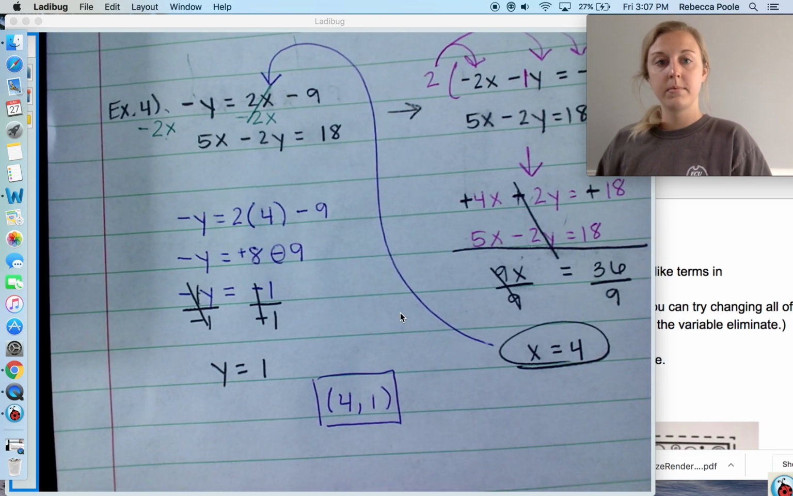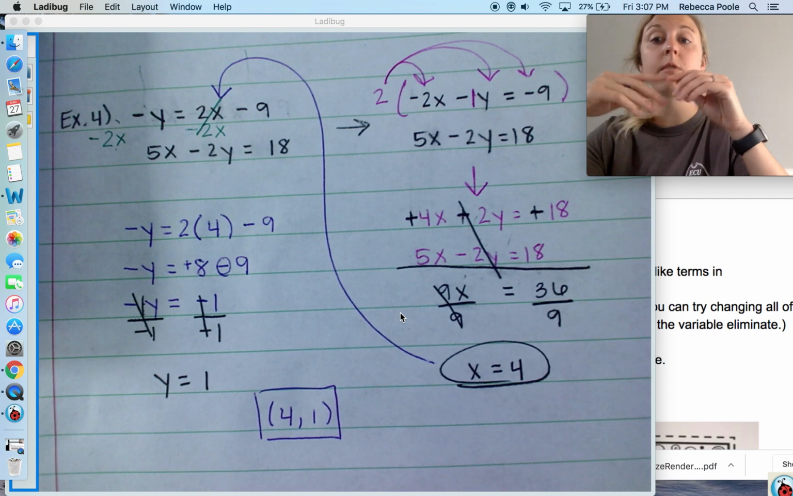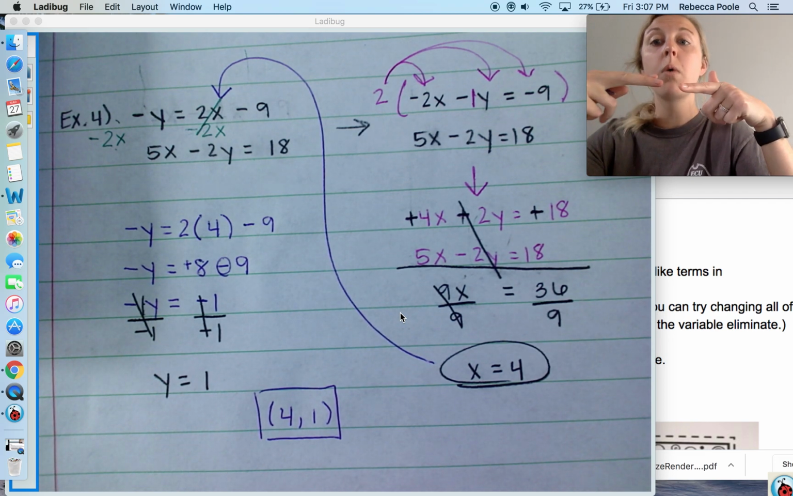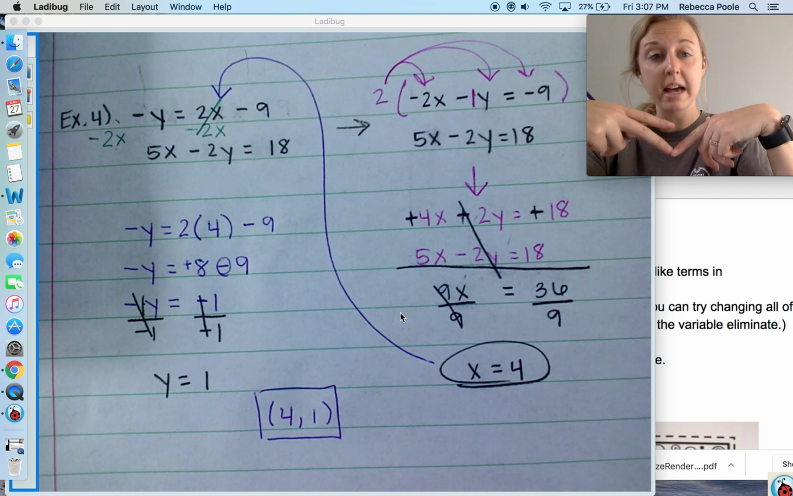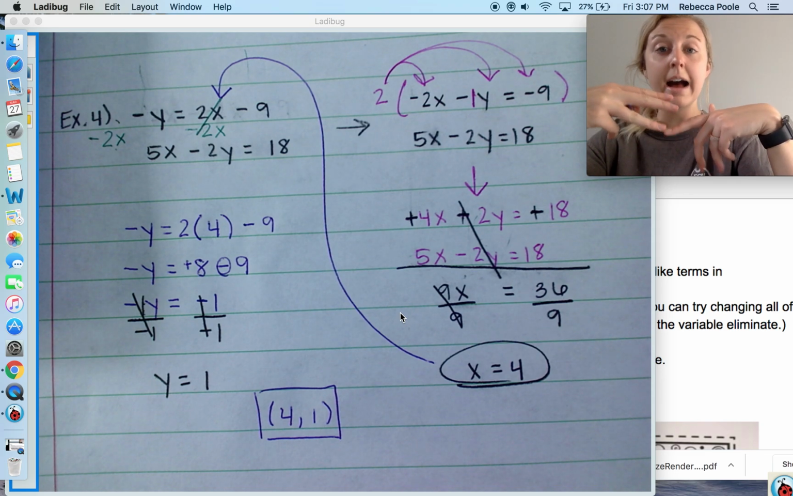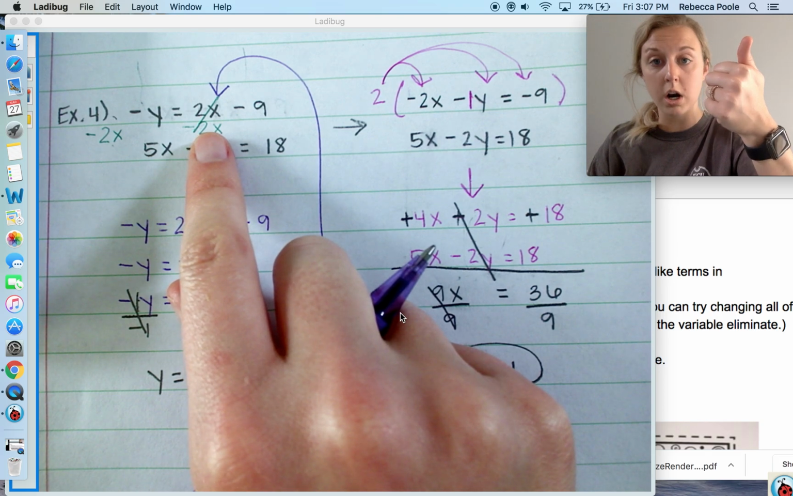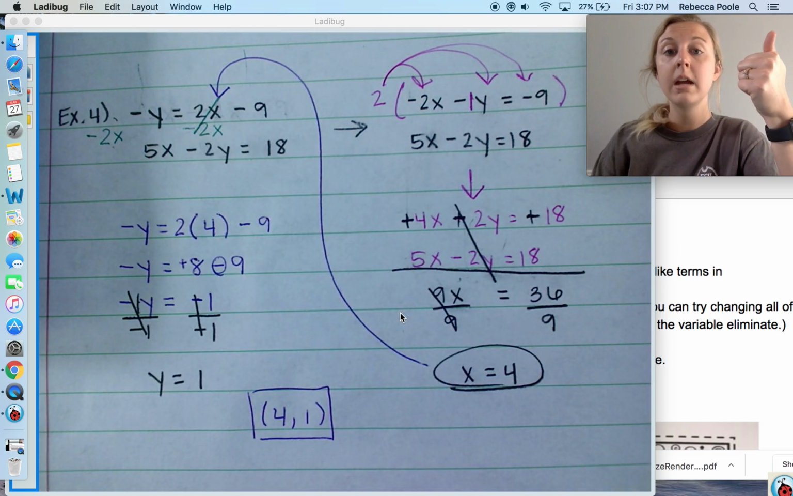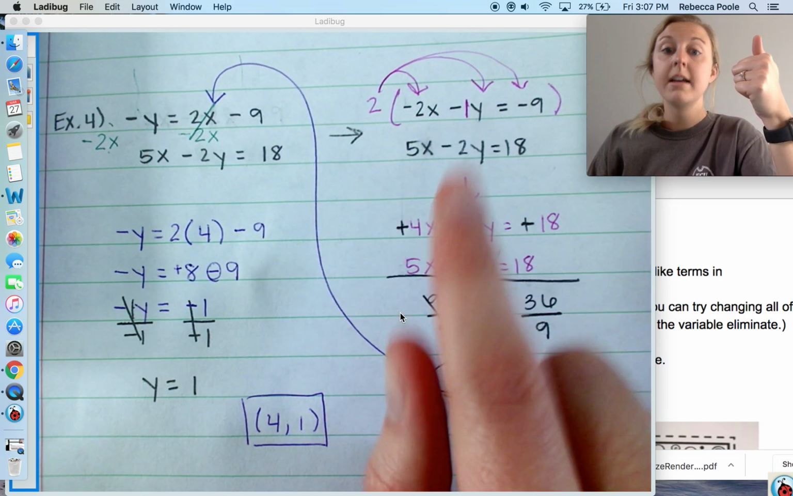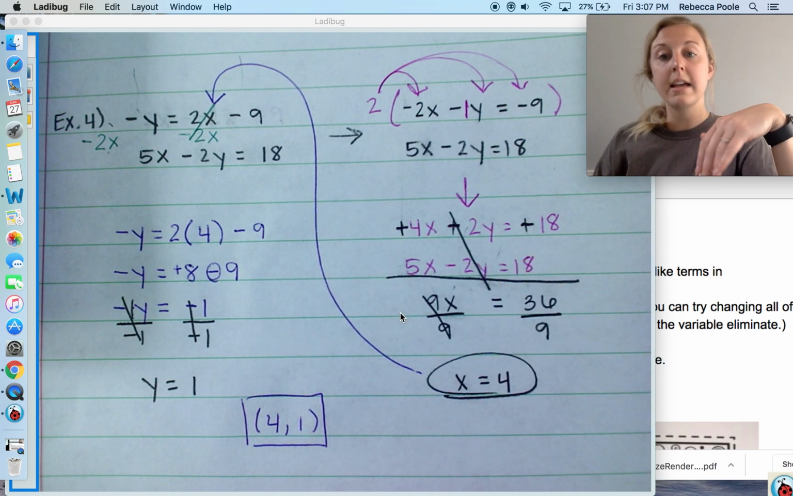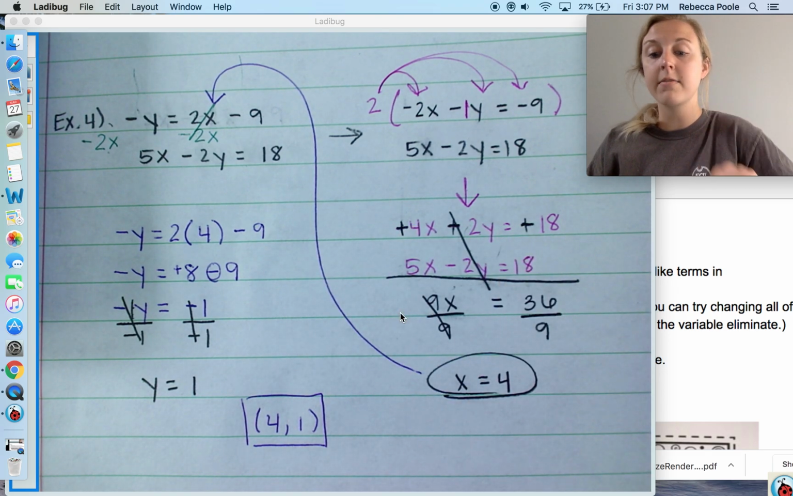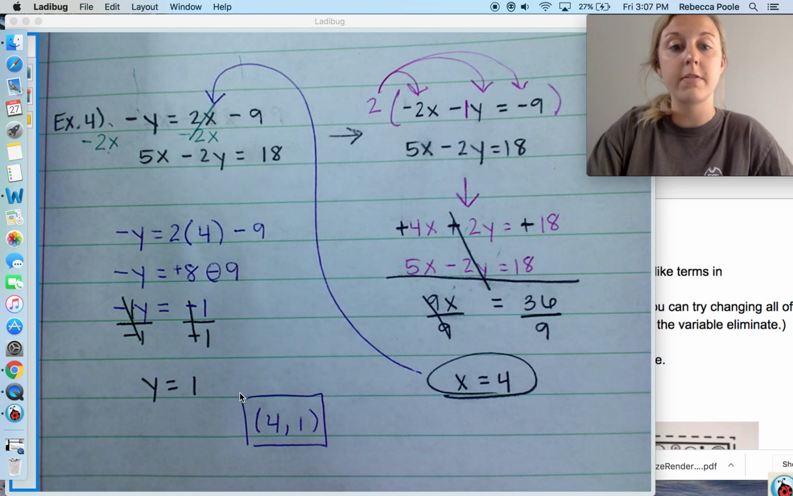All right, so you have examples of where they'll already eliminate, where they won't eliminate, but if you change the signs, they will, where you multiply, and you've got one where you have to do everything. So this last one, we had to redo the order. We had to line everything up. Then we had to multiply. Then we had to change the signs and solve. So you have an example like everything you could possibly see on your final exam, okay?